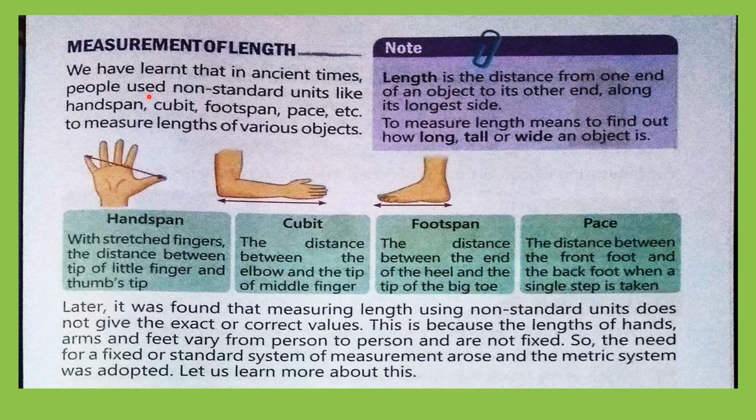So we have learned that in ancient times people used non-standard units like handspan, cubit, and footspan to measure the length of various objects. Handspan. What is handspan? When we stretch the fingers, the distance between the tip of the little finger and the thumb tip is known as handspan.